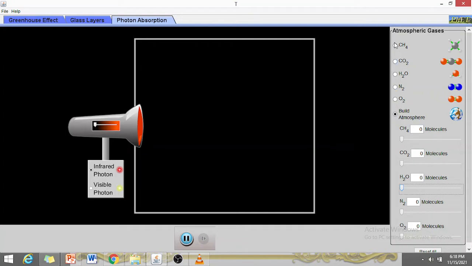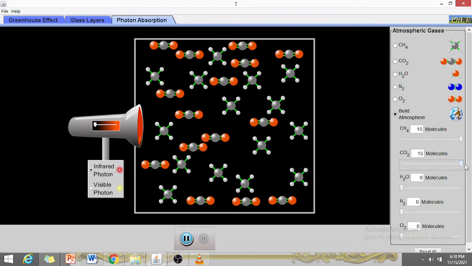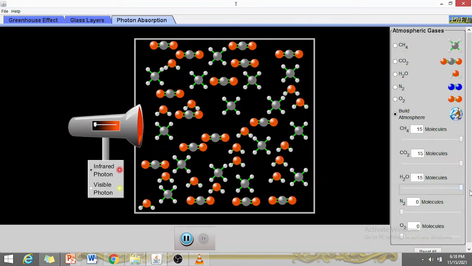Okay? So, again, CH4 is for methane, CO2 is for carbon dioxide, H2O is for water, nitrogen gas N2, and oxygen gas O2. So, kapag madami, class, ang methane sa ating atmosphere, ayan, so yan po yung kanyang structure. Pag madami naman po ang carbon dioxide, and even water vapor, tingnan natin kung ano ang nangyayari dito sa mga infrared photons. Okay? Kapag ito ay tinamaan nitong mga infrared photons, look what will happen.